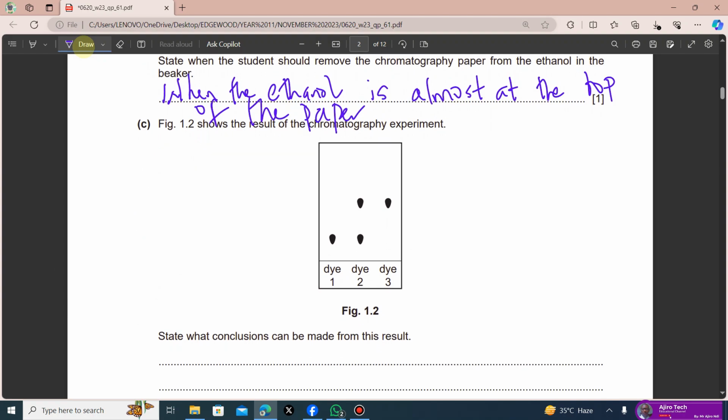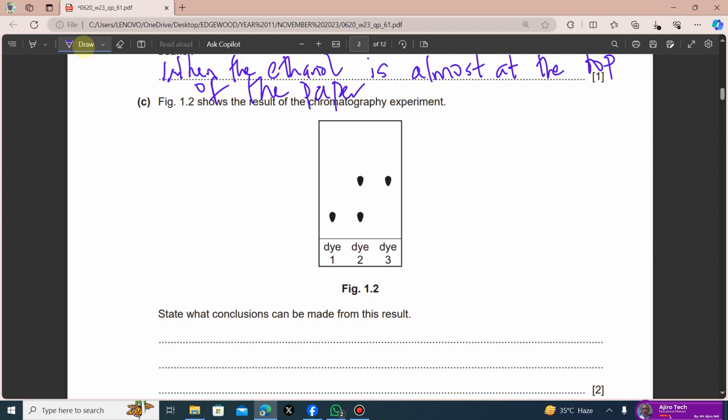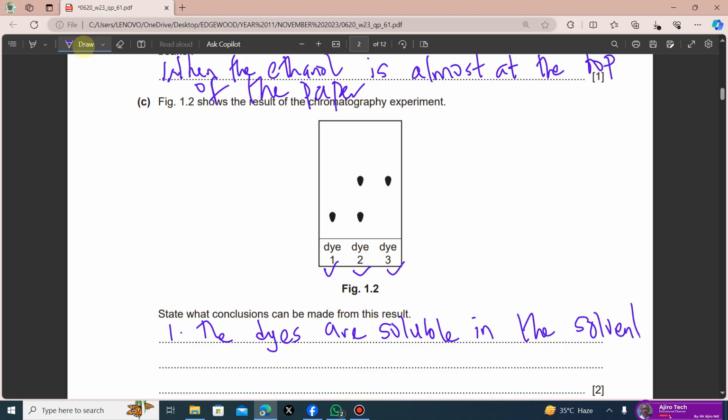Now figure 1.2 shows the results of the chromatography experiment. State what conclusions can be made from this result. So there are 3 dyes here, dye 1, dye 2, dye 3. The first conclusion we can simply make from this result is that the dyes are soluble in the solvent. How are we able to make such a conclusion? Because each dye separates into various components. That means the dyes are soluble in the solvent.